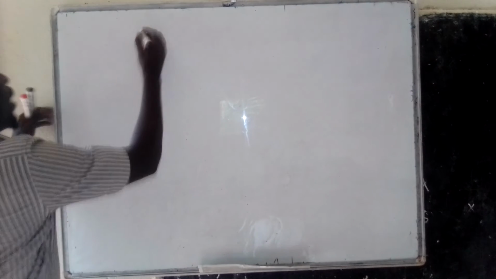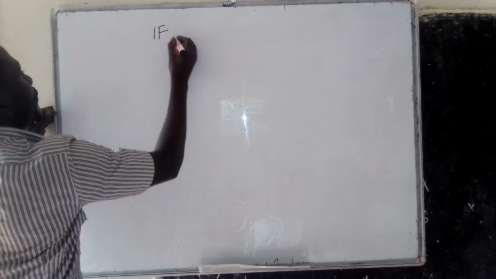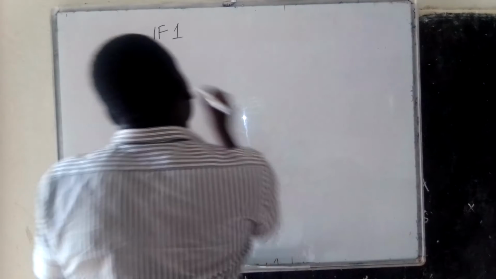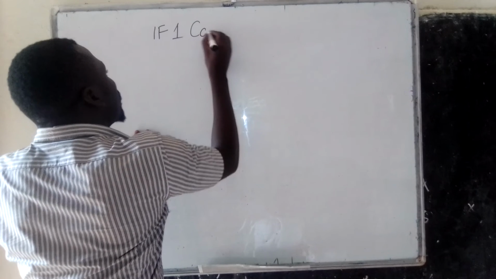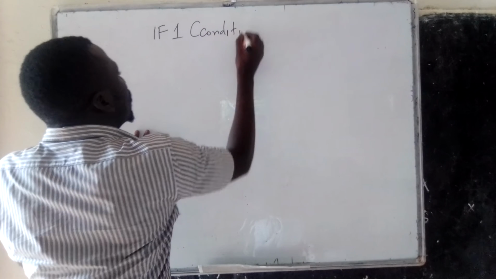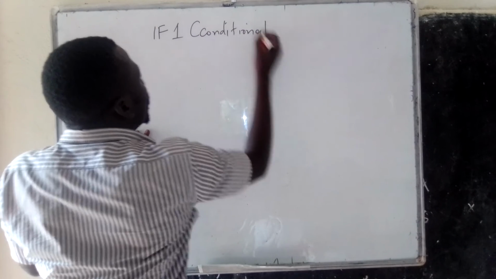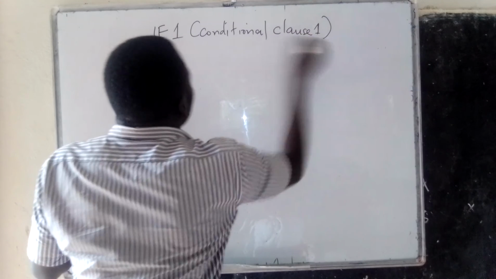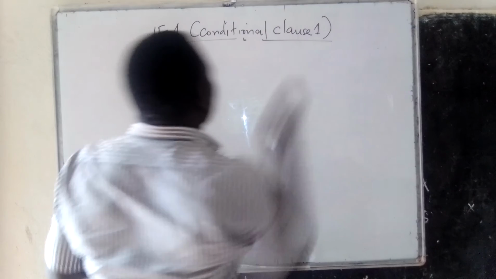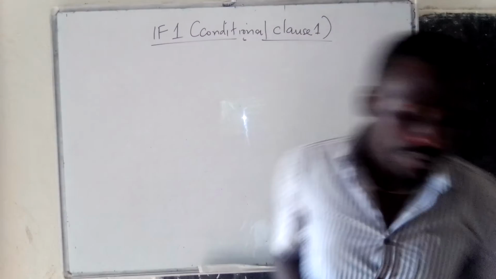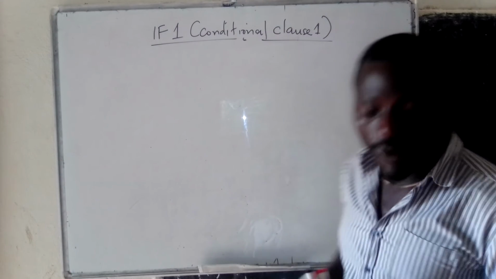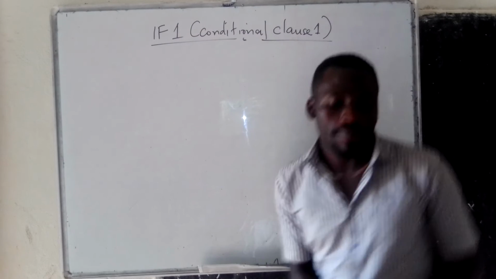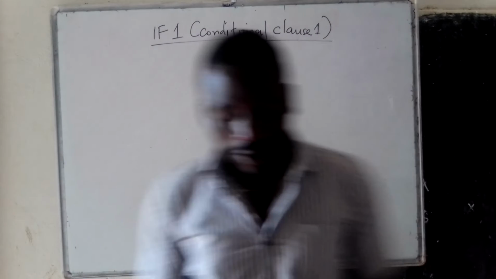Now we have if 1. You can also call it conditional clause 1. Yes, most people know it as if 1. Here in the if 1, we commonly use the future simple tense in the main clause and the present simple tense in the if clause.